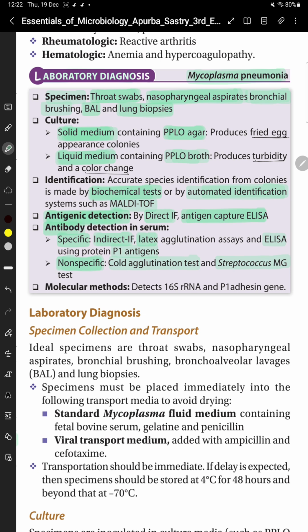See, antigenic detection by direct IF and antigen capture ELISA. Antibody detection can be specific or non-specific, specific by indirect IF, latex agglutination test, or ELISA using protein P1 antigens, and non-specific by cold agglutination test or streptococcus MG test. And molecular methods will detect 16S rRNA and P1 adhesin gene.